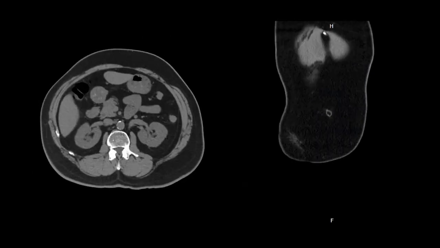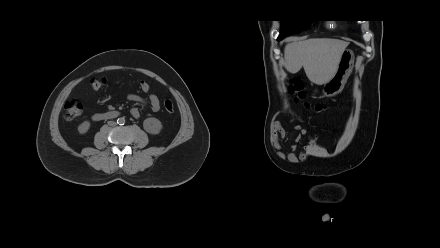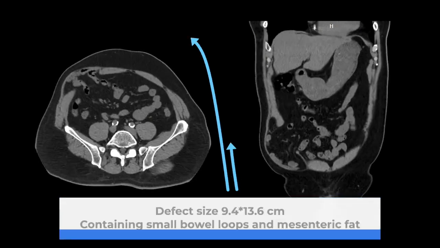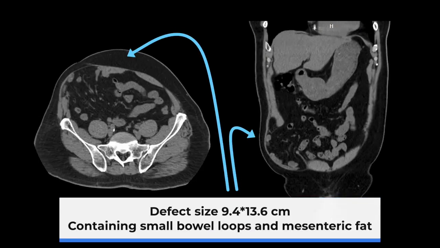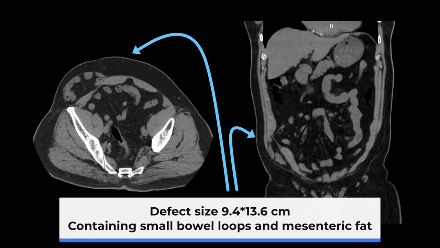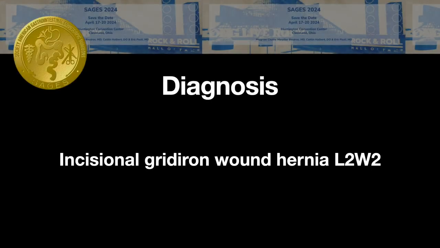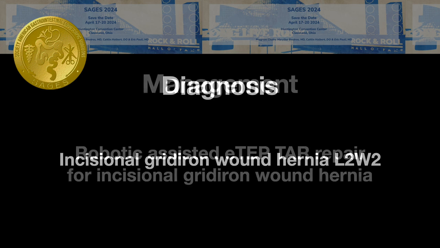Preoperative CAT scan was performed. It revealed a hernial defect at the right lower abdomen, the defect size 9.4 by 13.6 centimeters. It contains small bowel loops and mesenteric fat. He was diagnosed with incisional gridiron wound hernia L2W2.